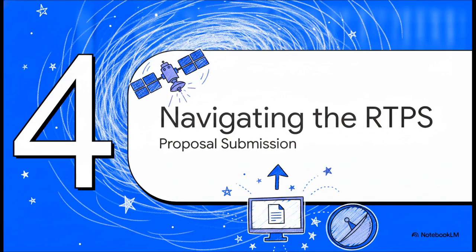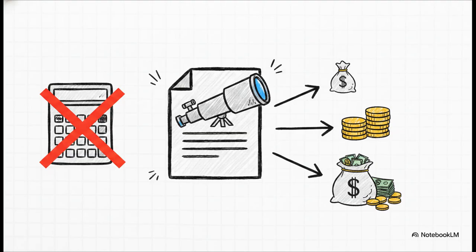All right, Section 4, navigating the RTPS. When it's time to submit, you'll use the Roman Telescope Proposal System, or RTPS, and you can actually put your calculators away for this part, because the RTPS uses a highly streamlined single-phase submission process. You get to completely skip the detailed budget forms. There's no need to spend hours agonizing over line item budgets during this initial phase. You just select a funding category. Small, medium, or large. This lets you stay totally focused on what actually matters, crafting the absolute best science case possible.